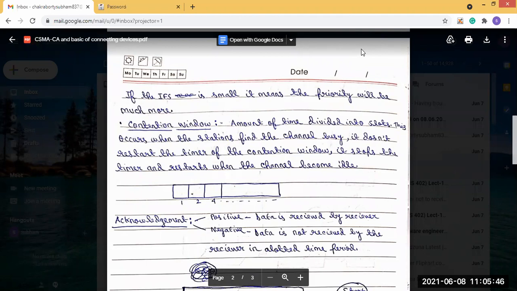So are these 3 variable concepts clear? Everyone? Yes, sir. Okay.